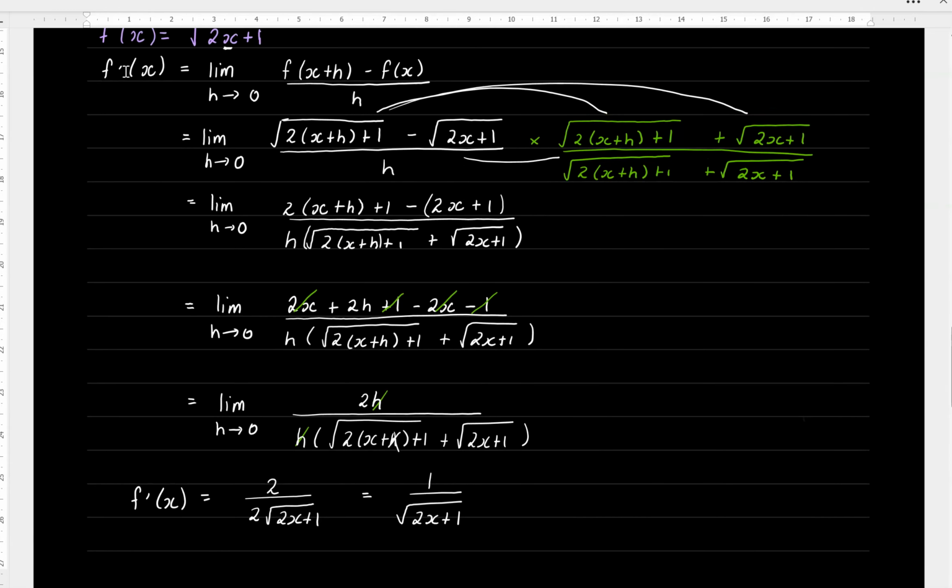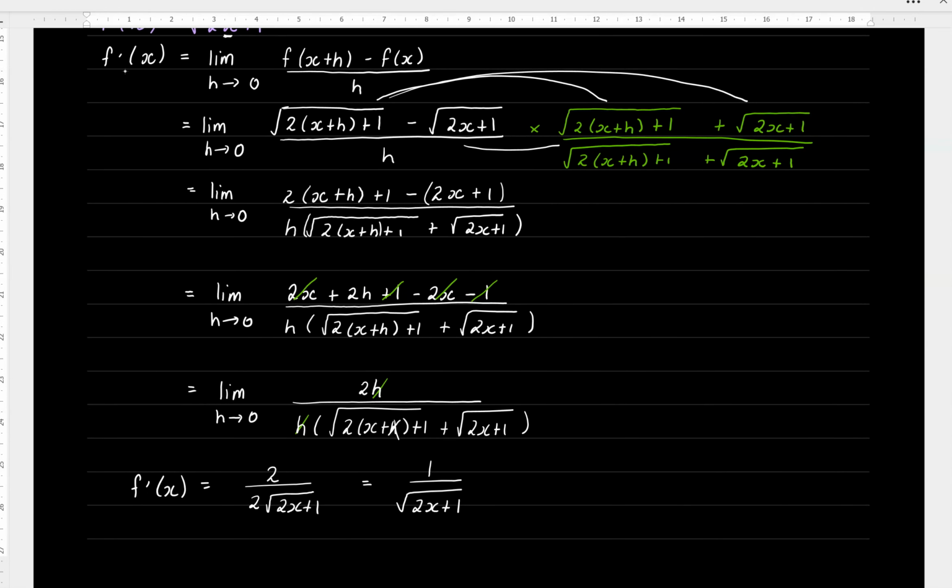But it's all about, whenever you've got a square root, what's the trick? It's the conjugate. So make sure you're neat, clear, and you multiply by the conjugate. Hope that helps.